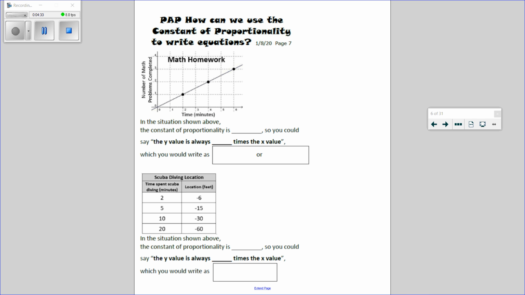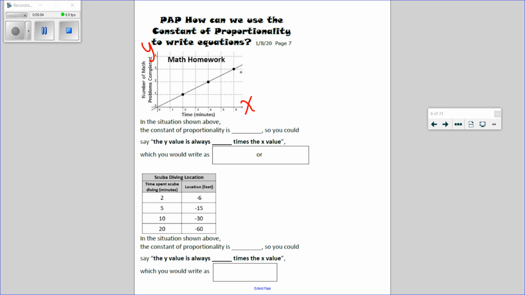So how can we use the constant proportionality to write equations? By knowing the K, you are able to figure out the relationship between X and Y. You're going to notice that there's a pattern: in front of the x in y equals mx, you're going to be putting that constant proportionality. So we'll show you right now. Before we do it, let's label this. This is x.